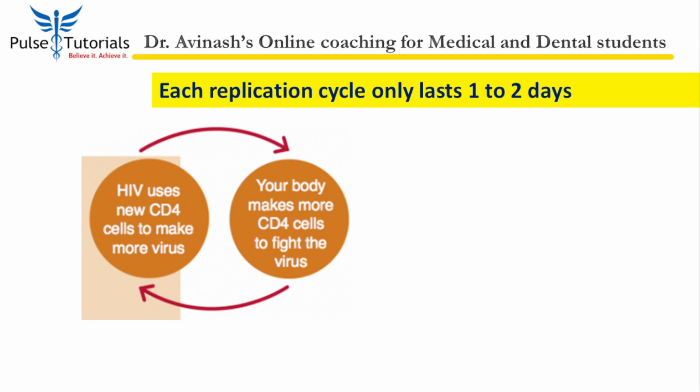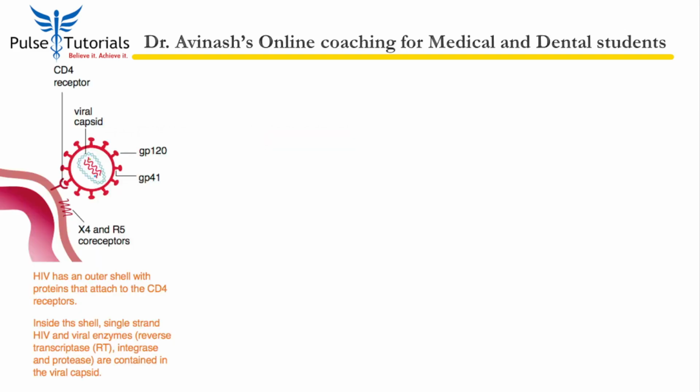So the body makes more CD4 cells to fight the virus, and the virus is using CD4 cells to make more copies of itself. That becomes a vicious cycle, and the immunity keeps on failing because the virus keeps on attacking more and more CD4 cells. Easy? So remember, HIV has an outer shell which has proteins attached to it, the GP120. The CD4 receptor is important, right? Apart from the CD4 receptor, I also told you CXCR4 and CCR5 receptors are important. They are called co-receptors.